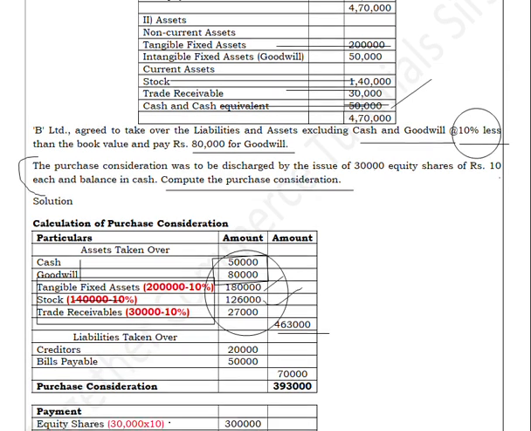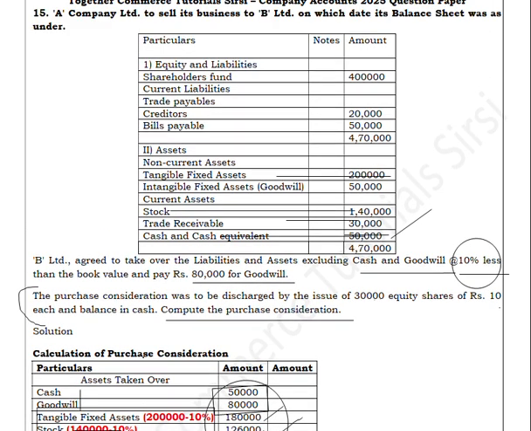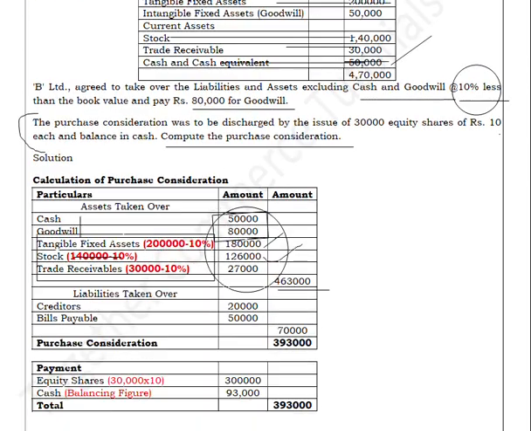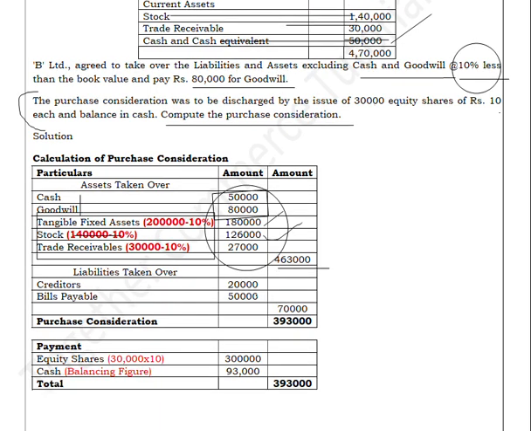Then liabilities are to be taken over. Which liabilities? Whenever you take liabilities in this chapter, leave out the note, meaning only current liabilities: creditors and bills payable, that is 20,000 and 50,000, which becomes 70,000. Total assets were 4,63,000, and current liabilities were 70,000. 4,63,000 minus 70,000 becomes 3,93,000. This is how you calculate net purchase consideration.